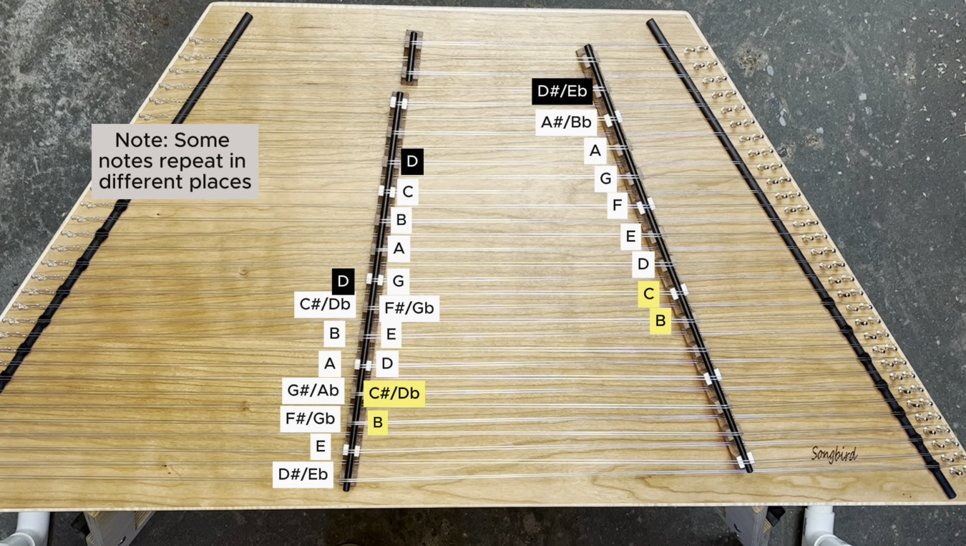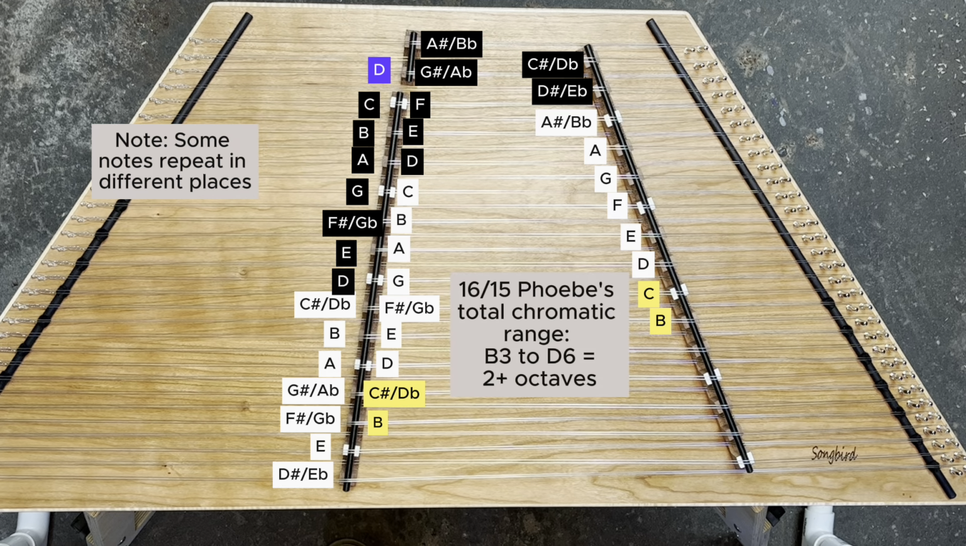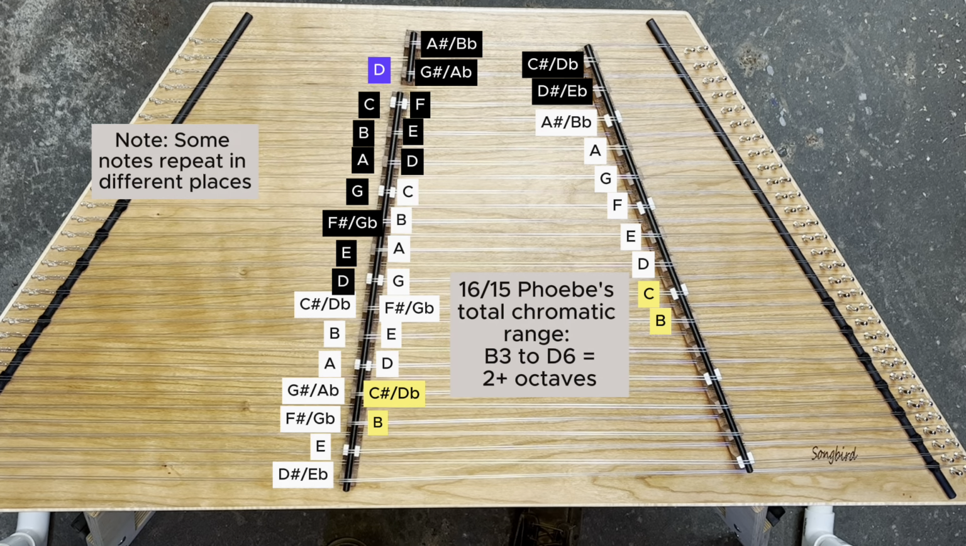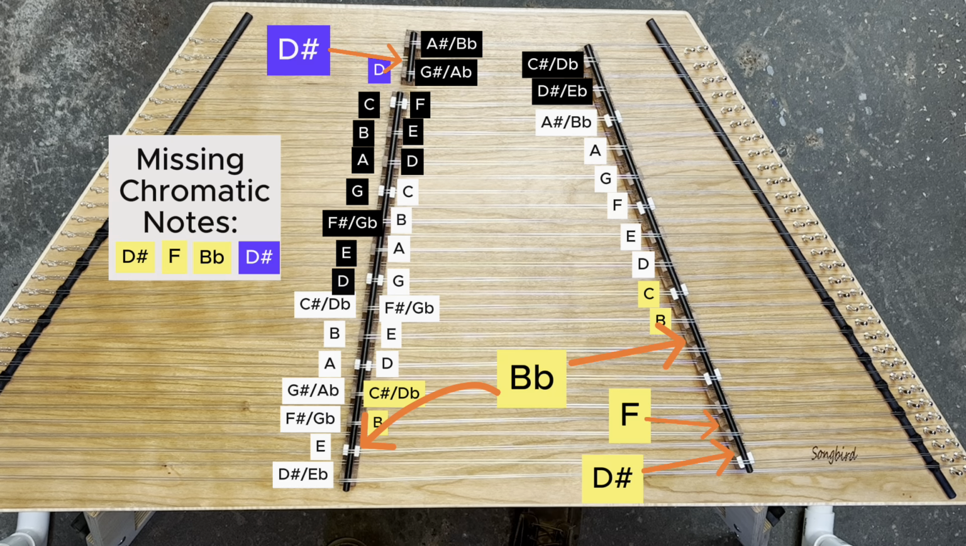On this Phoebe, the chromatic range extends even further. Due to this offset bridge, our diatonic dulcimers have an advantage because they can access the upper notes of a chromatic scale. However, you won't be able to play the full range of chromatic notes from bottom to top. That's why we have dulcimers with chromatic bridges.